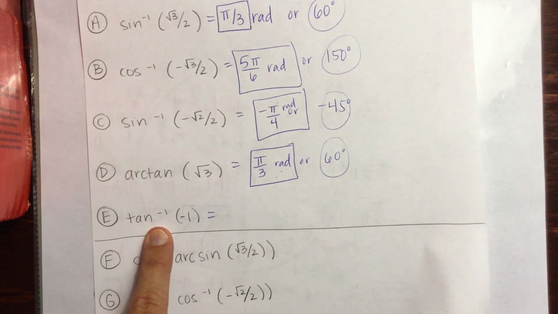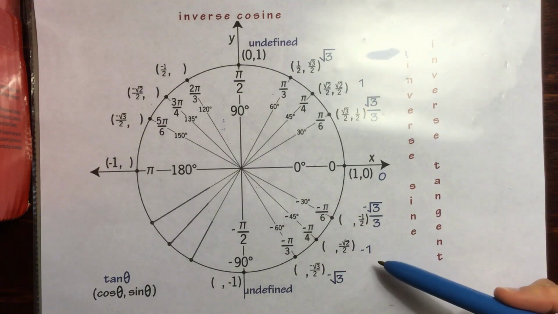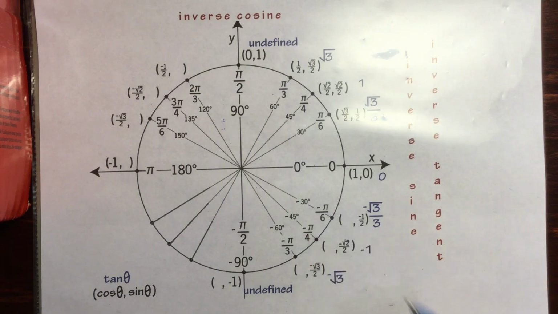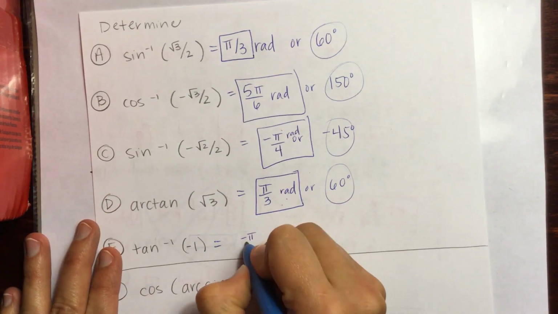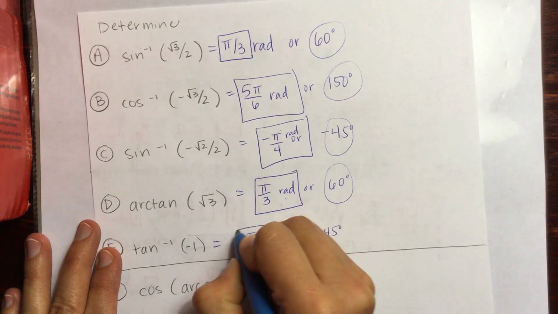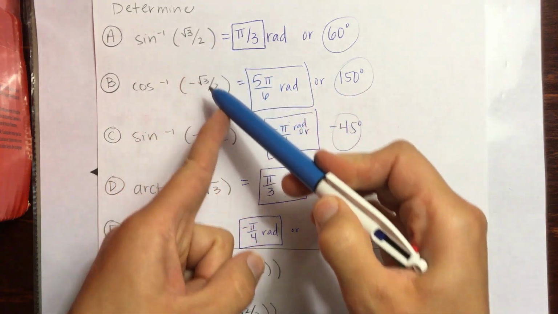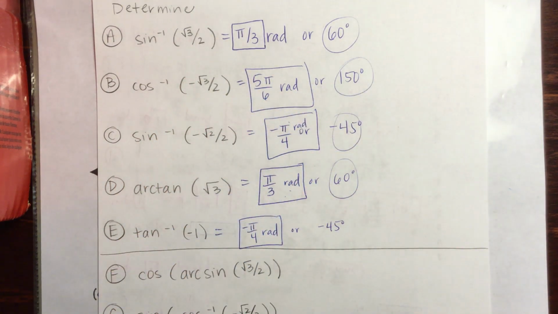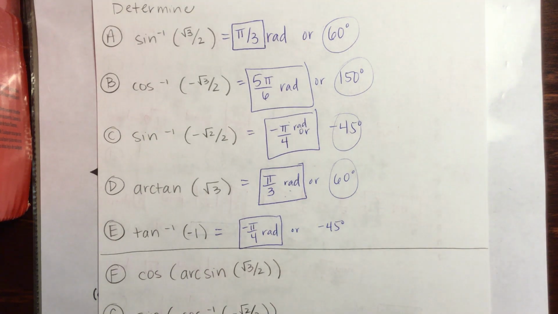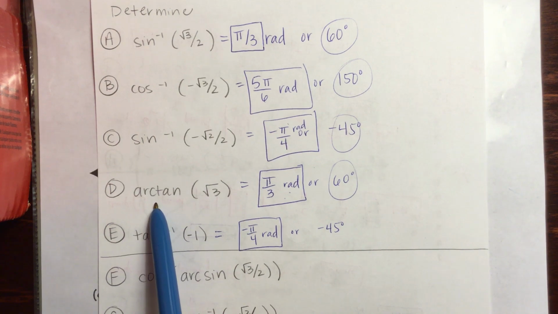Okay, inverse tan of negative 1. So on the right-hand side, I'm looking for negative 1. That occurs here at, remember, these are negative angles in the fourth quadrant, so negative pi fourth radians, or at negative 45 degrees. Perfect. I am giving you the fraction from the outside of the unit circle. You give me the angle from the inside of the unit circle. Anytime you see this inverse notation or this arc, which is also an inverse notation.